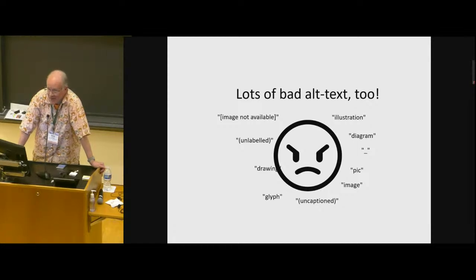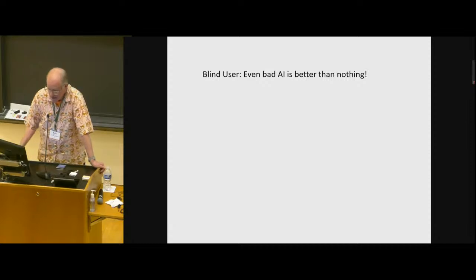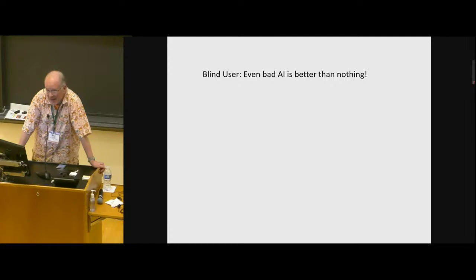Now, a lot of times you really want nothing in the alt text because maybe the description is in the regular text, or it's just a decorative image or something like that. But to a blind user, and I've talked to blind users about this, even bad AI descriptions are better than nothing. Because with nothing, you don't even know what you're missing.